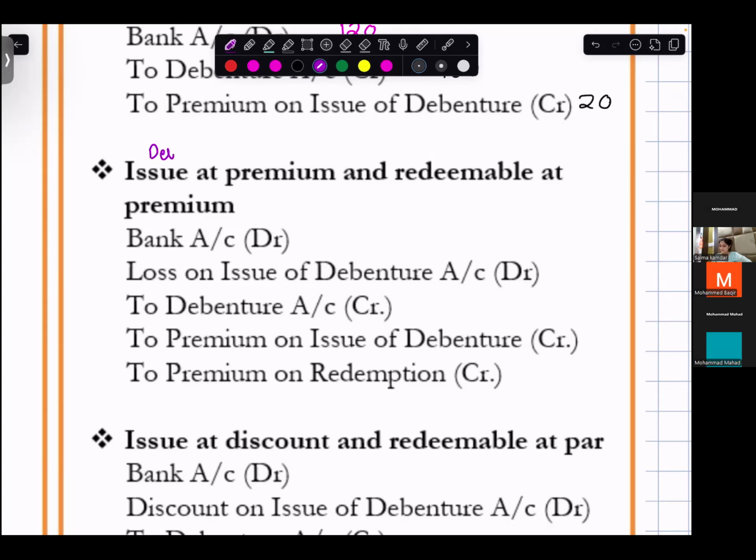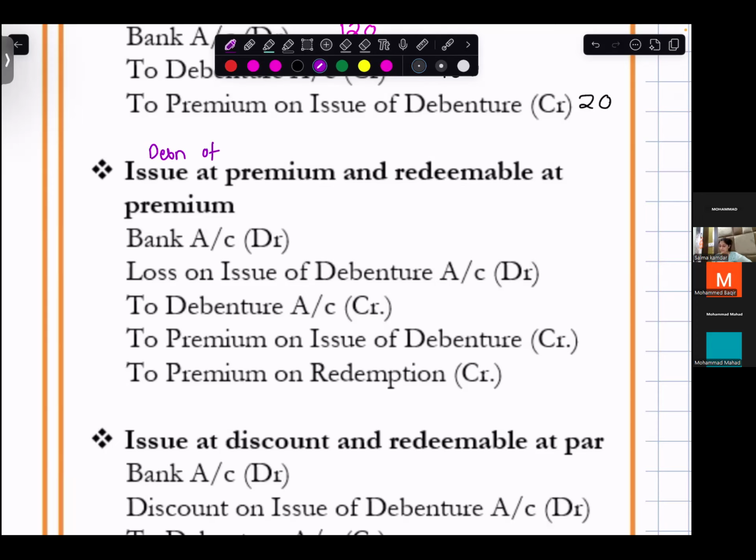So there's a debenture of 100, and there is a premium, issued at 120. So there was a debenture of 100 issued at premium, issued at 120.